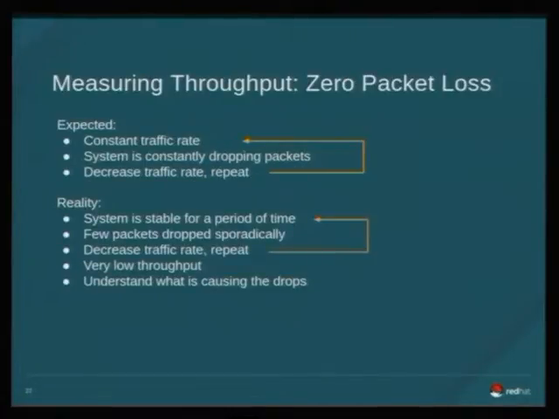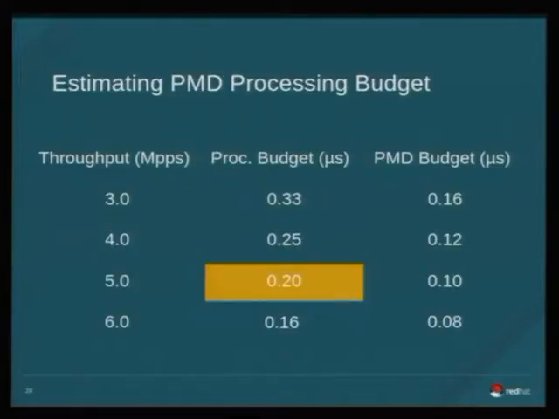Okay, measure throughput with 0 packet loss. I told you about this, but in reality, I saw this happening. System is stable for a period of time. You can see traffic is running just fine. You go out to lunch, and then you come back. You have like 2 packets dropped. Very low throughput, and the goal is to understand the drops.